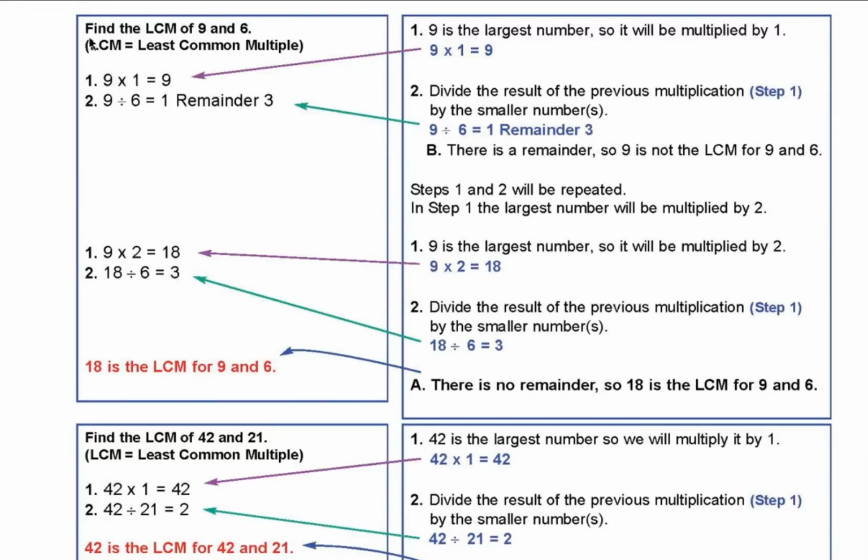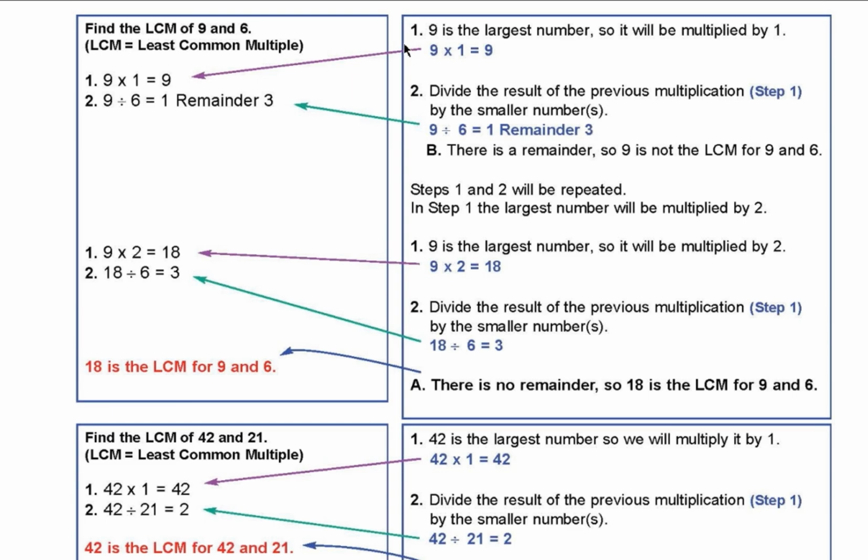In this example, we are going to find the least common multiple of the numbers 9 and 6. Please keep in mind the least common multiple can also be called the LCM.